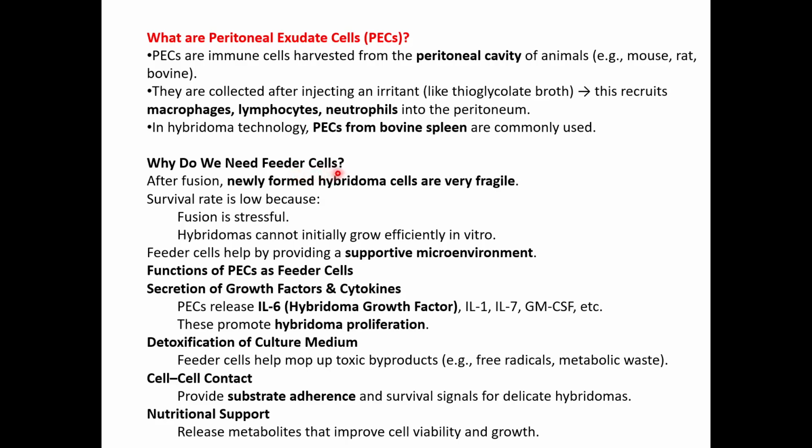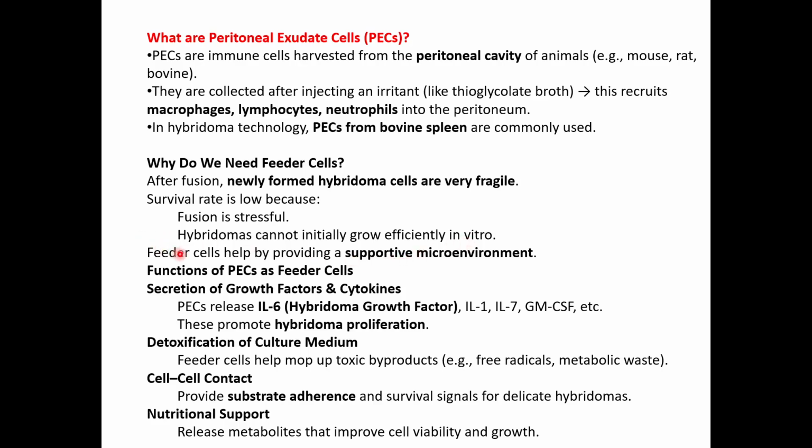And why do we need these cells? These cells are basically feeder cells for the hybridoma cells. After fusion, newly formed hybridoma cells are very fragile. We use something called PEG to fuse the cells, like I mentioned before, polyethylene glycol. This makes the cells very fragile. So the survival rate of these cells becomes low, and it is very stressful for the cell after the fusion process. So hybridomas cannot initially grow efficiently in vitro.